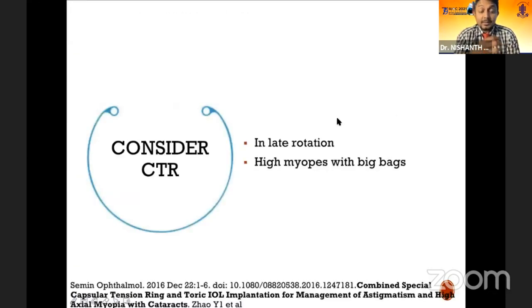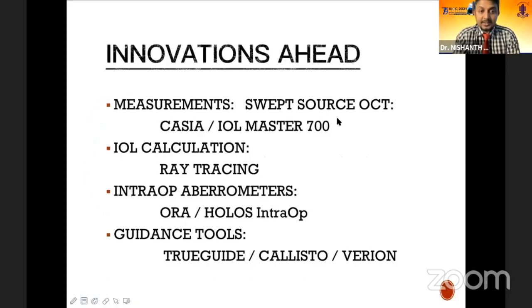For some, when you try to rotate, always it is better you consider a CTR, because it will extend the bag and it will be easy for the lens to rotate, because the bag starts to get crumpled after a few days. So in late rotation and high myopes with big bags, always consider a capsular tension ring.